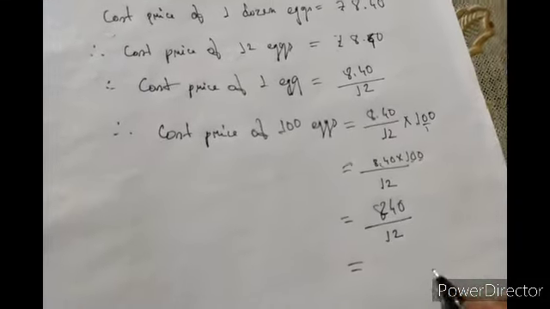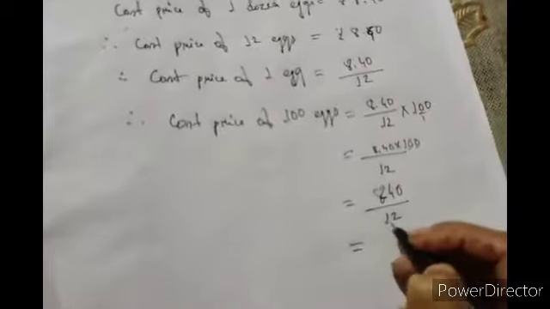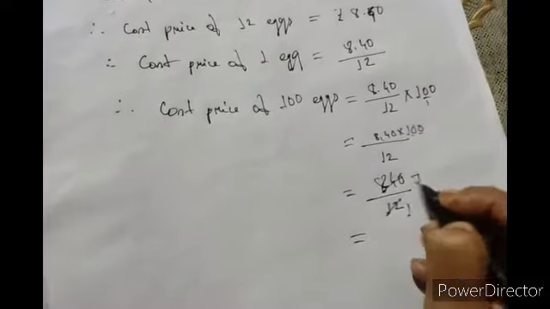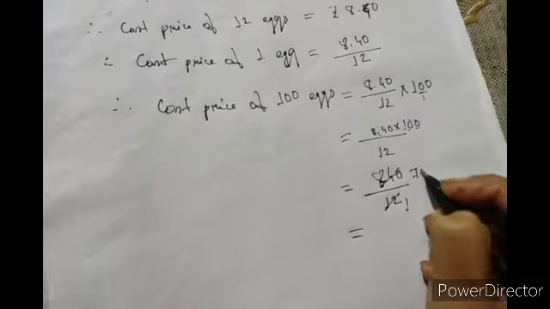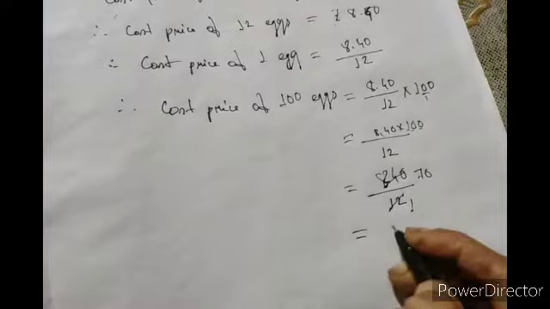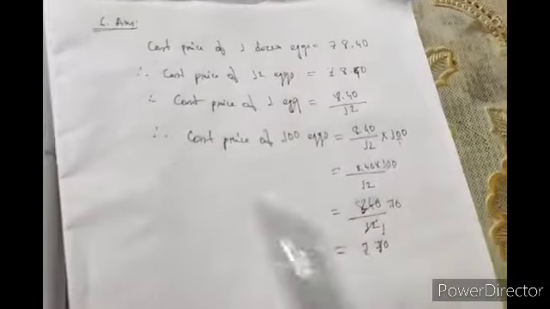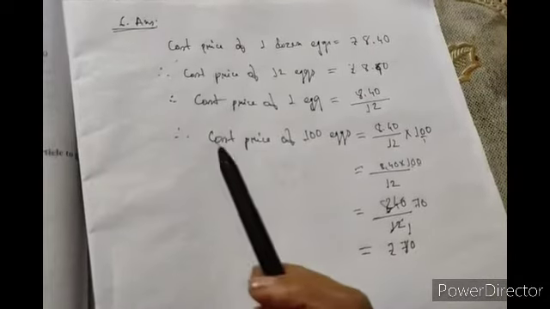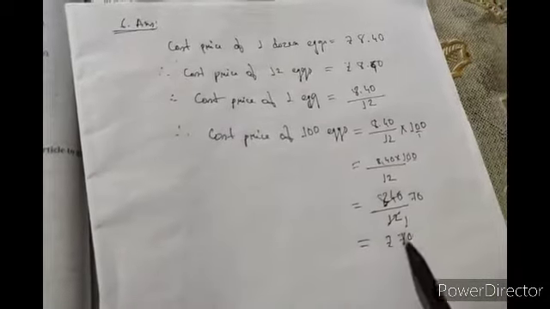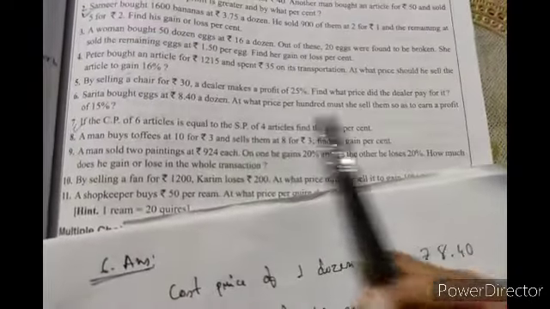When you solve this, you will get 12 ones are 12, 12 sevens are 84 and 0. So 70. Cost price of 100 eggs is rupees 70. So I think up to this is clear for everyone. We are finding the cost price of 100 eggs. Now see the next part.